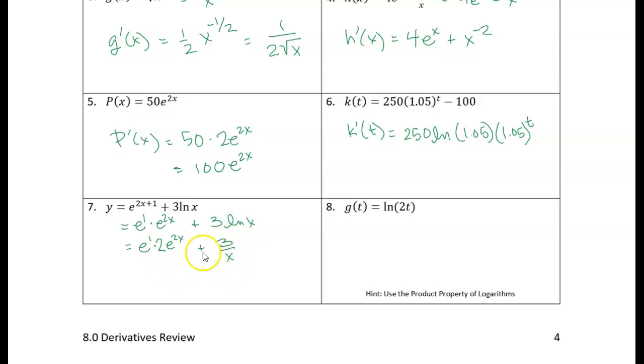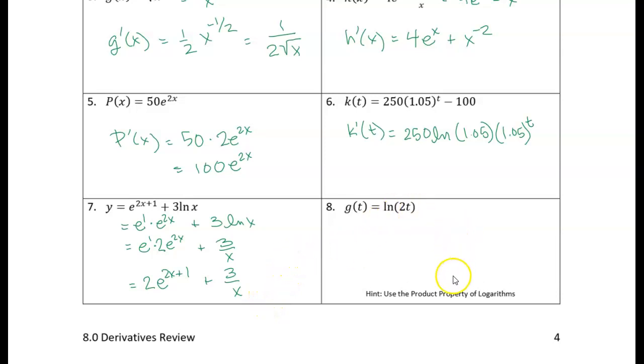Okay. Now I could leave it that way, but I could also go back and combine those two e values here, because e to the 1 times e to the 2x, just like I did before. I still have this 2 here. I'm going to get e to the 2x plus 1. And then I'll just leave this as it is.